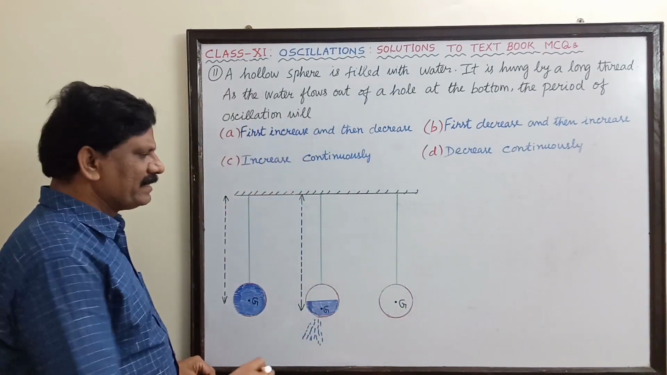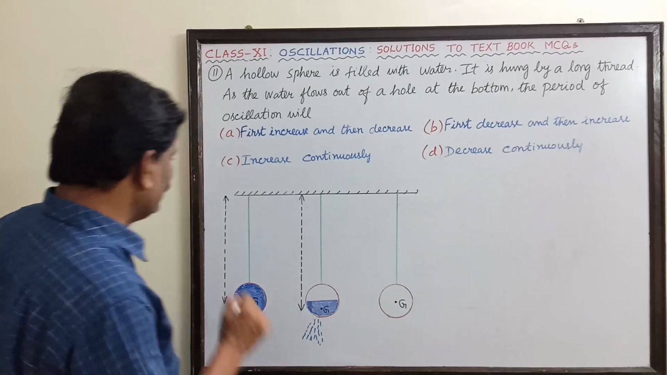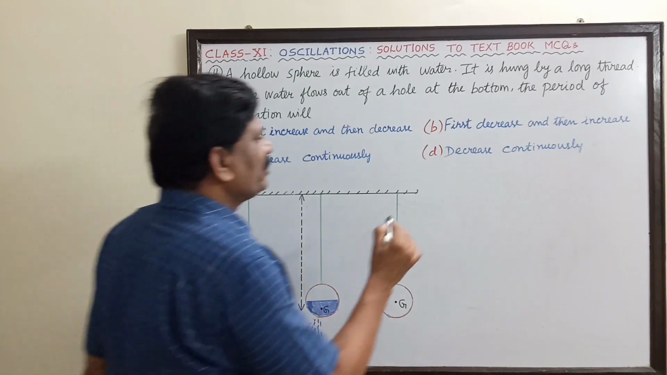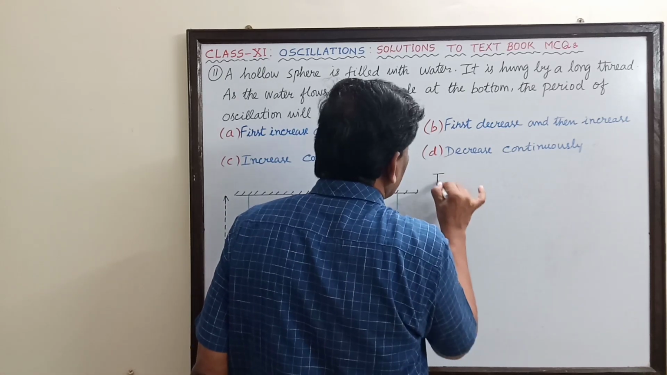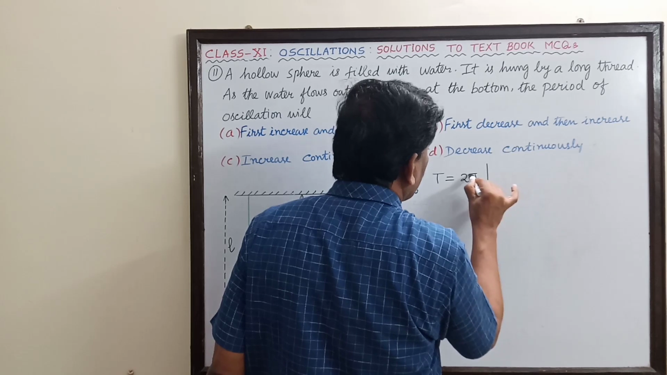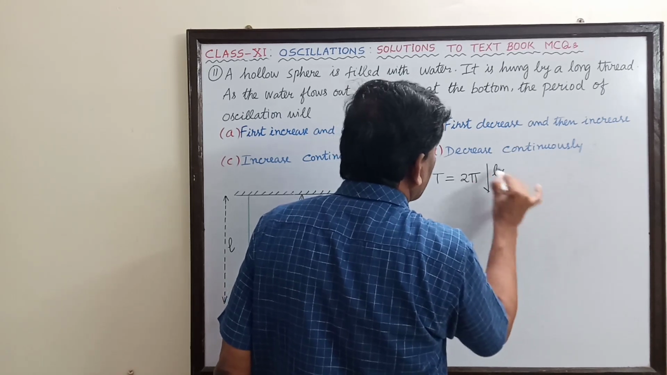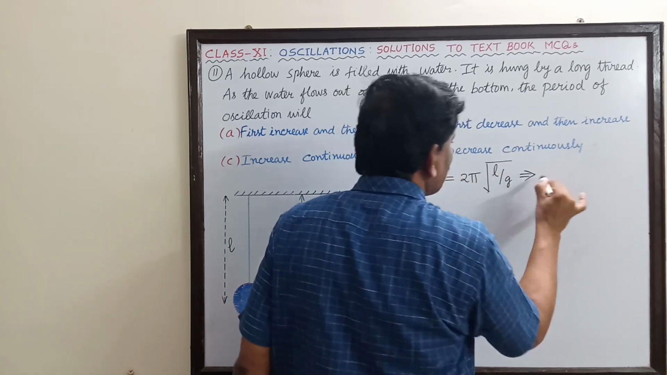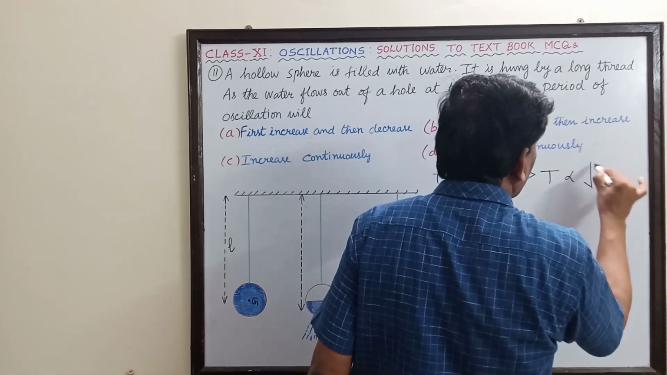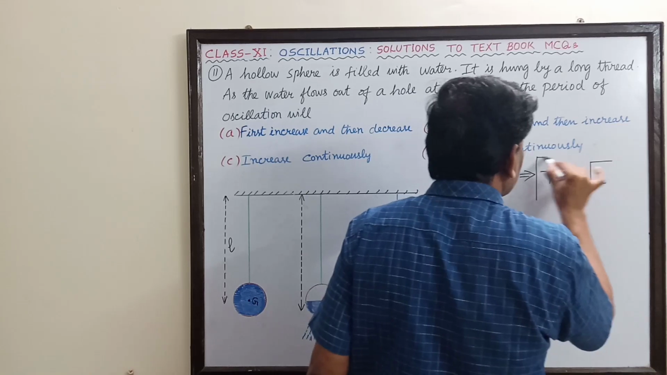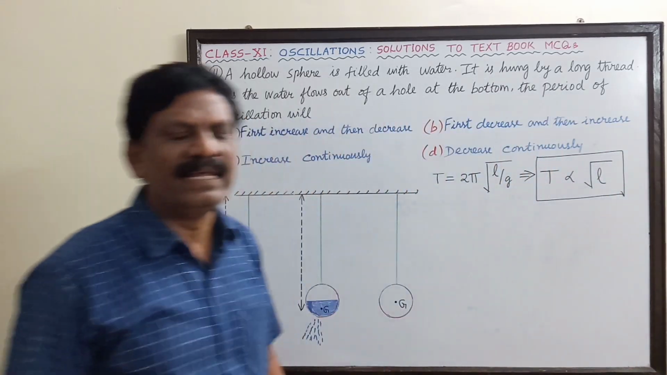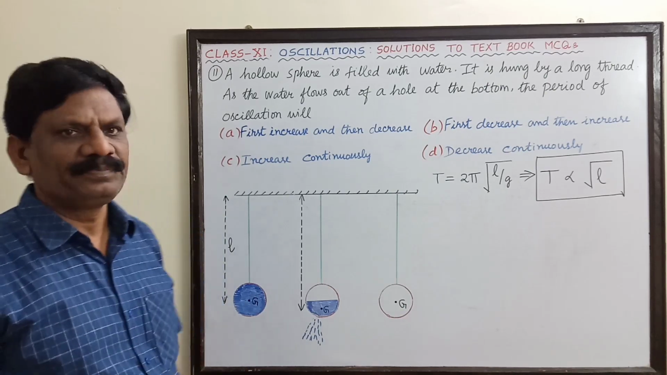Now first of all, what is the expression for the period of the simple pendulum if its length is L and acceleration due to gravity is g? So T is equal to 2π times the square root of L by g. So this implies that T is directly proportional to what? Square root of its length. So this is also called the law of length of a simple pendulum.